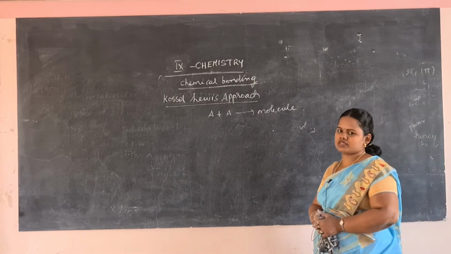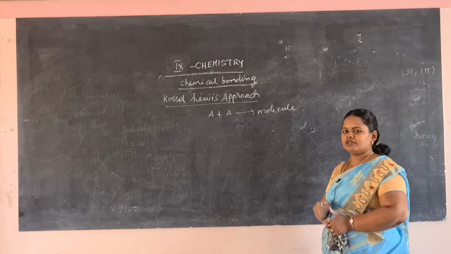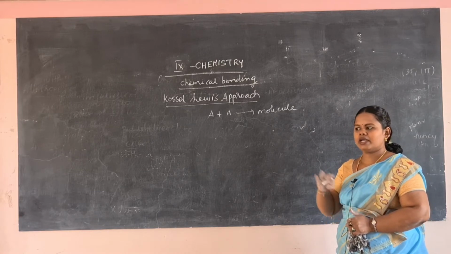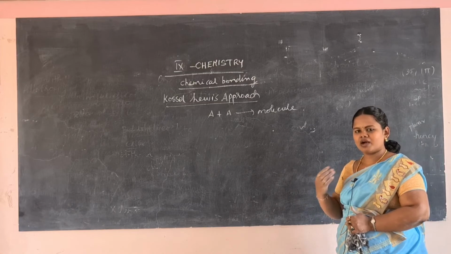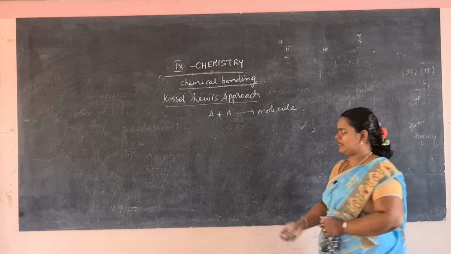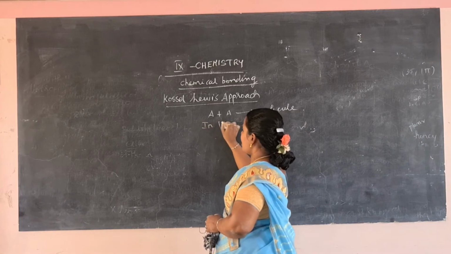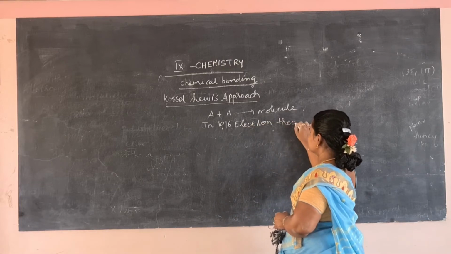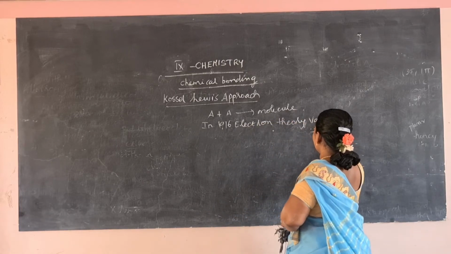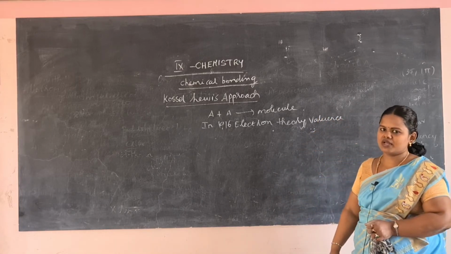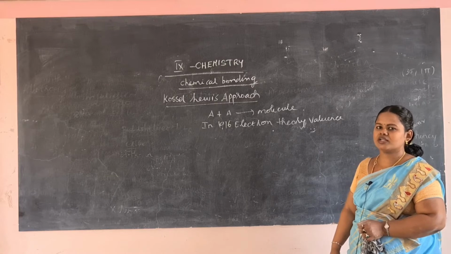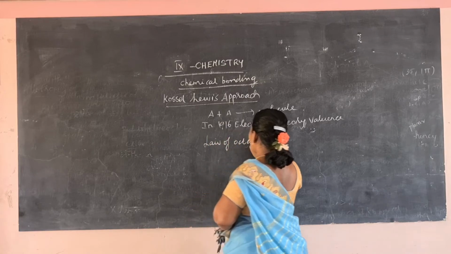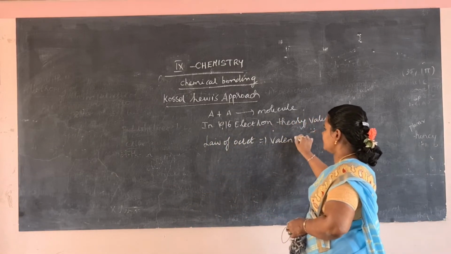Kossel and Lewis said that when an atom contains 8 electrons, it is stable. For example, noble gases have 8 electrons filled in the valence shell, completely filled, so they are stable. In 1916, he gave the electron theory of valence. In that he said that when a valence shell contains 8 electrons, it is known as the law of octet, or the octet rule. When the valence shell contains 8 electrons, it is stable.